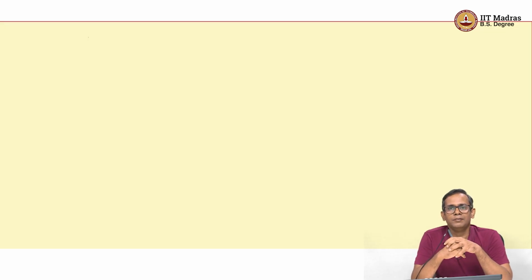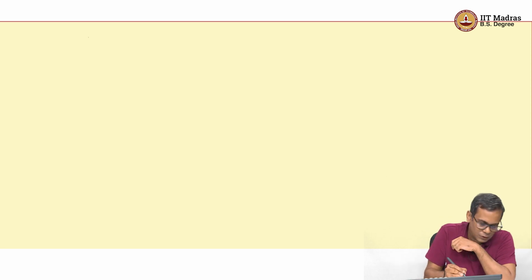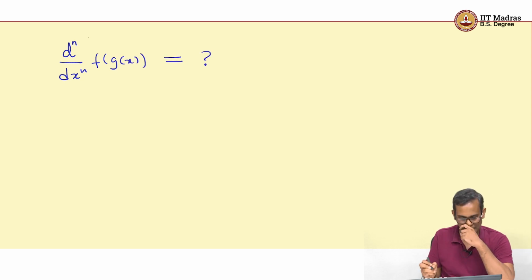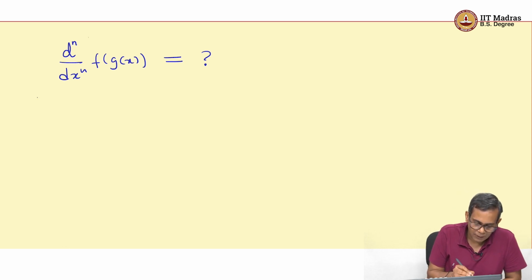In the last lecture, we saw that when we take a product of two functions and differentiate it n times, we get an expression which involves binomial coefficients. Now I am going to try to do the same thing with the chain rule. What happens when we differentiate a composition of functions n times? So, we want to compute something like d^n/dx^n of f of g of x. The answer is given by Faà di Bruno's formula.